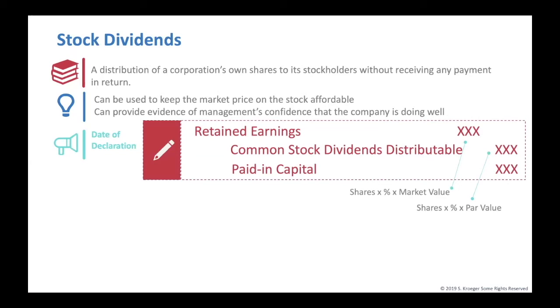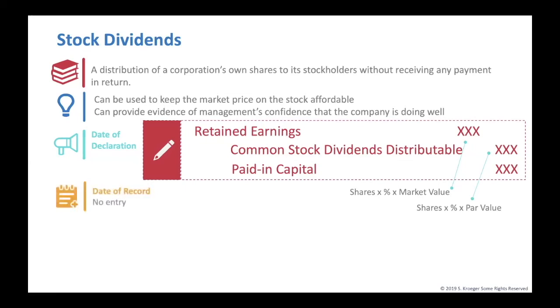We use the account common stock dividends distributable as a liability account. This amount is calculated by multiplying the number of shares by the percent and then by the par value. Since we are dealing with stock instead of cash, we need to use the paid-in capital account again. Remember, this account is the difference between the other 2 amounts.